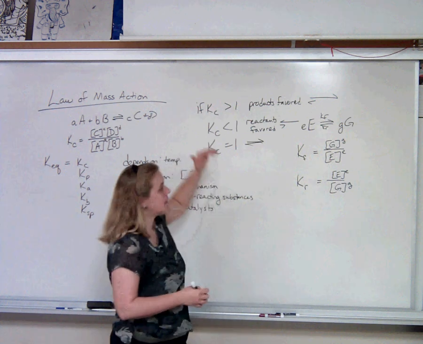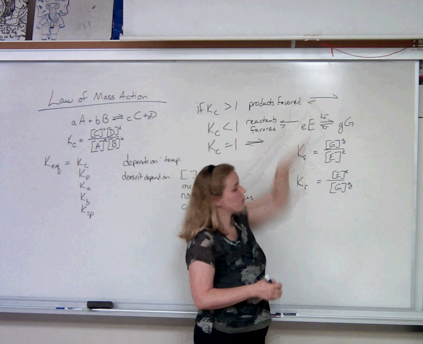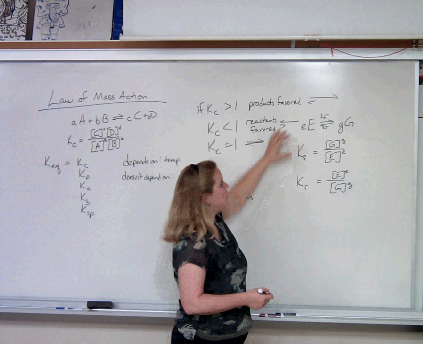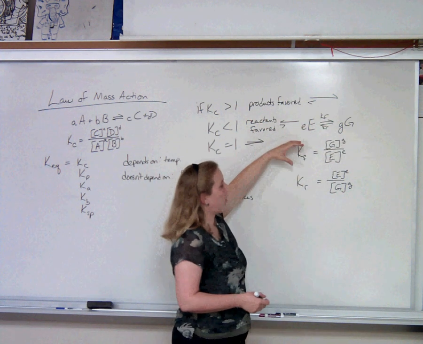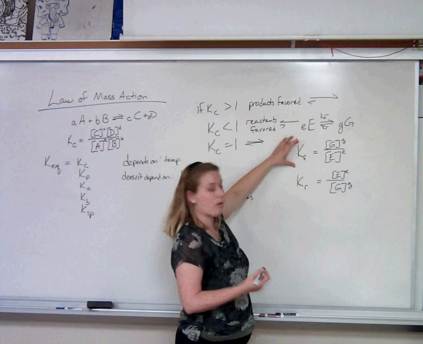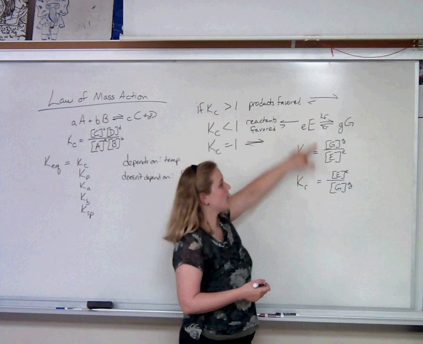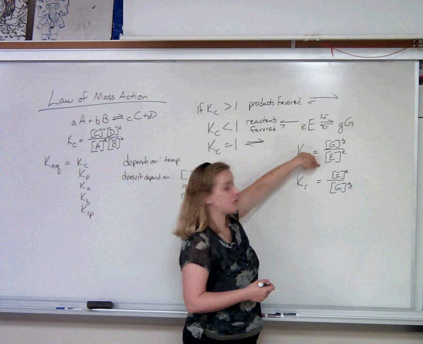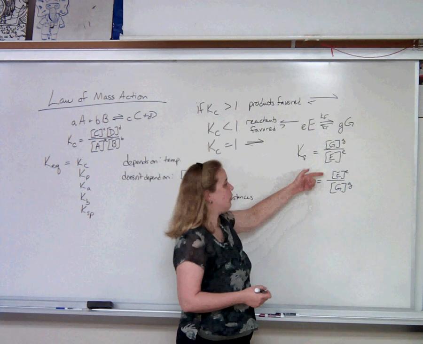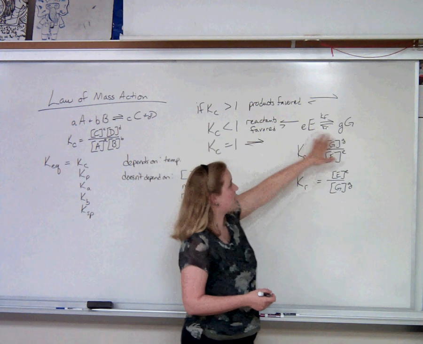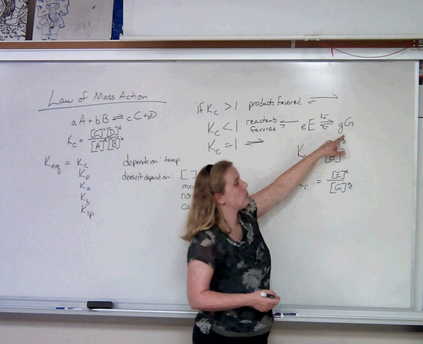And then lastly, let's talk about the forward rate versus the reverse rate. So if we had this reaction, so we had E going to G. If we wanted to write the equilibrium expression of the forward reaction, so K sub F, we would write G over E. This is the products over the reactants. If we wanted to write the equilibrium expression of the reverse reaction, it would be E over G, because in the reverse reaction, these are the products and those are the reactants.